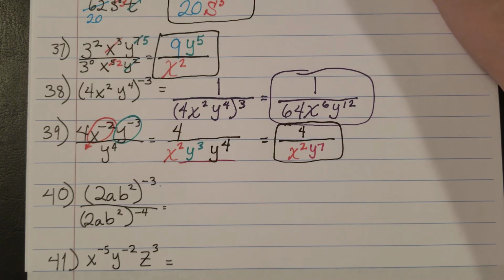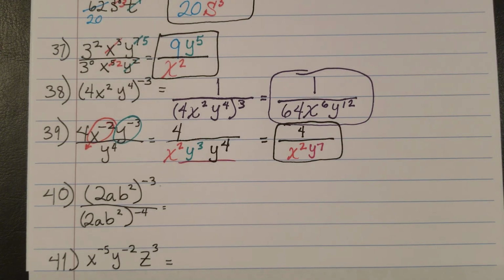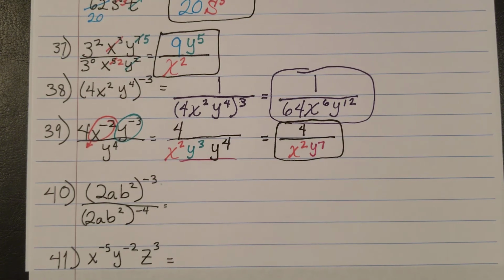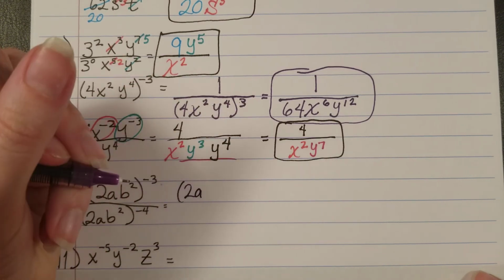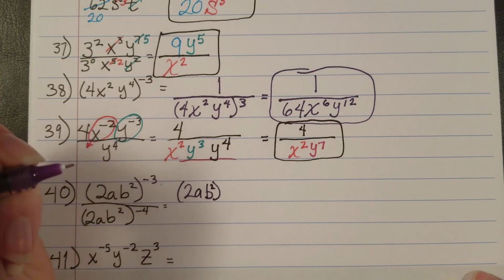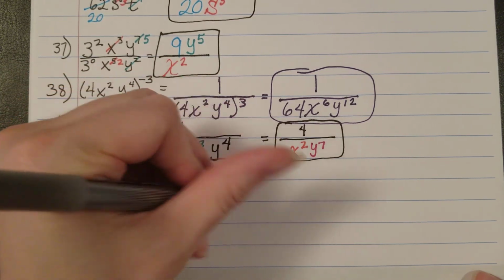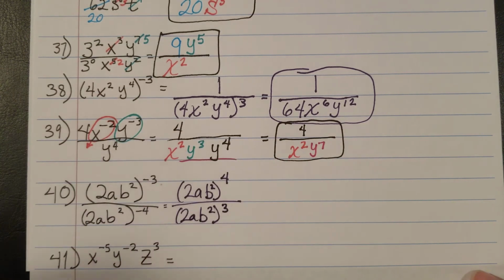Number 40. All right, so we've got something in parentheses raised to a negative exponent over something else in parentheses raised to a negative exponent. So we could go ahead and flip that, and that would get rid of those negatives. So that would make it 2ab squared in parentheses raised to a positive 4 over 2ab squared in parentheses raised to a positive 3.